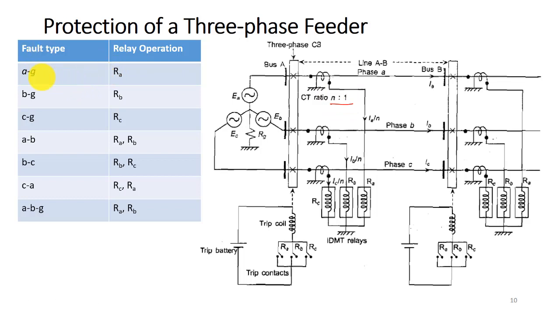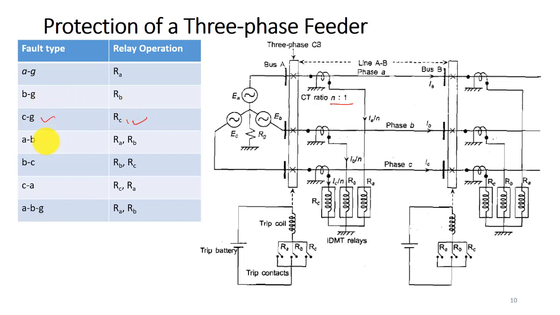So for different fault types, here it is given, and here the different relay operation is given for different phases, right? For fault type A to G, phase A to ground, the relay RA will operate, right? RA is here, RA, RB, RC. Similarly for B to G, RB will operate. For C to G, RC will operate, right?